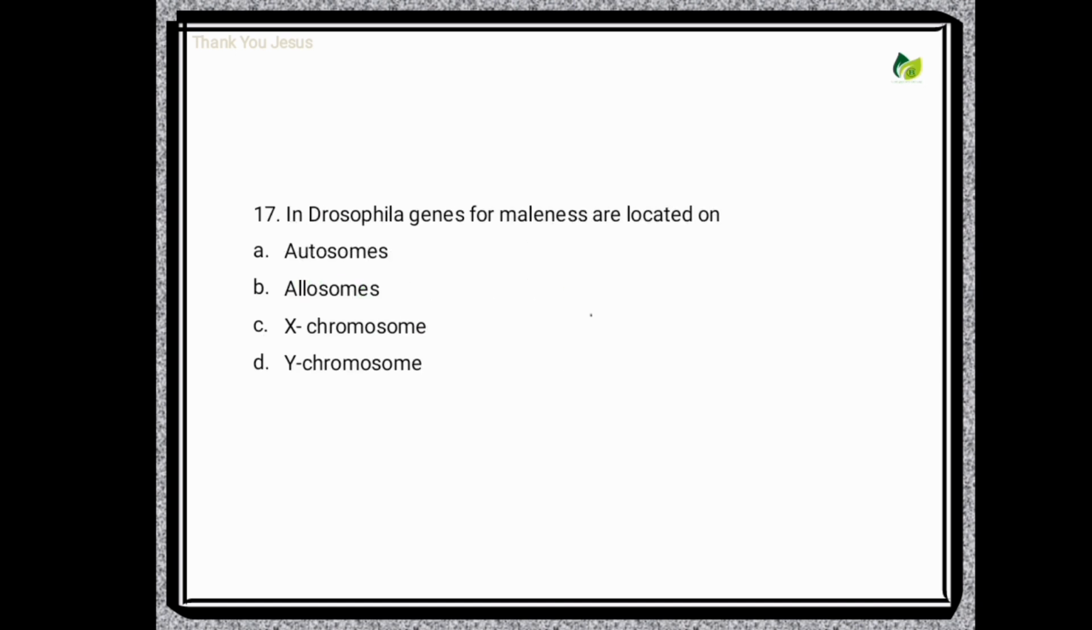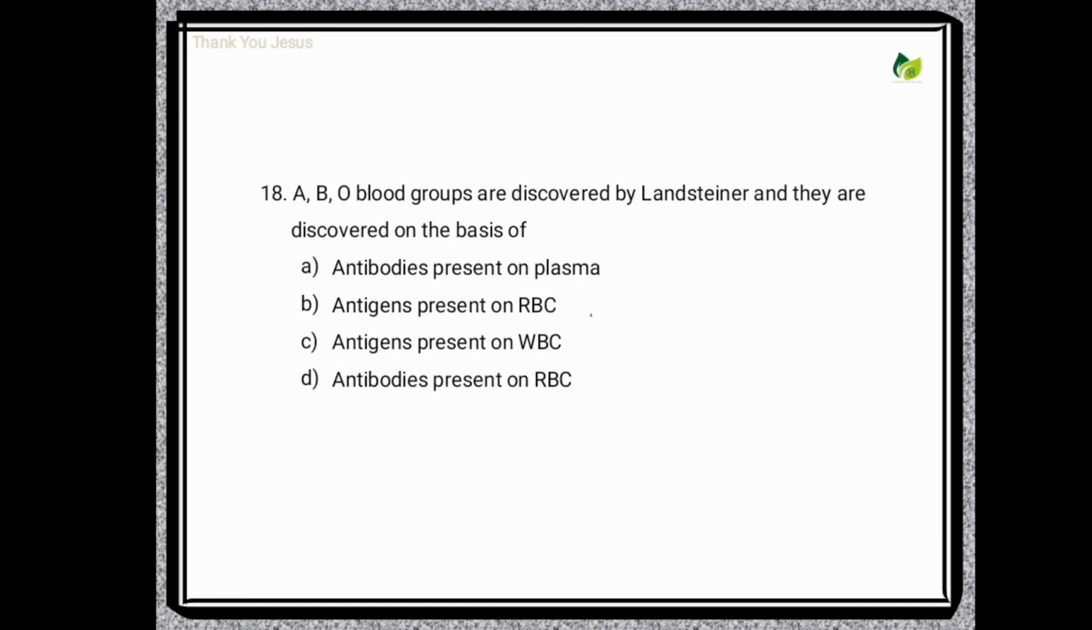In Drosophila, genes for maleness are located on. Options are autosomes, allosomes, X chromosome, Y chromosome. The correct answer is autosomes. In Drosophila, the genes responsible for maleness are located on autosomes. So let's see the next question.